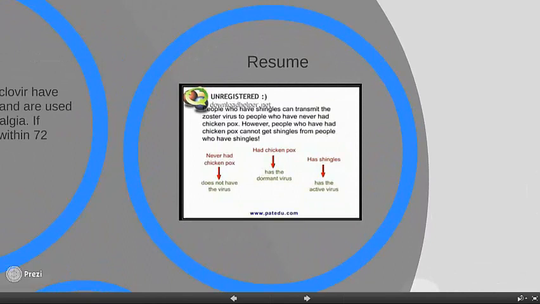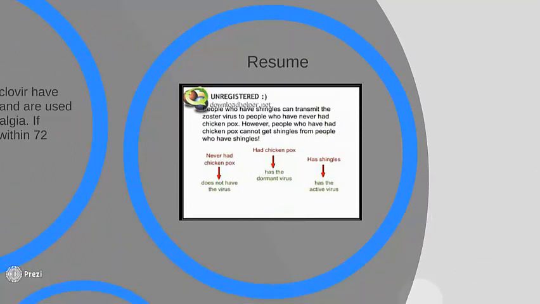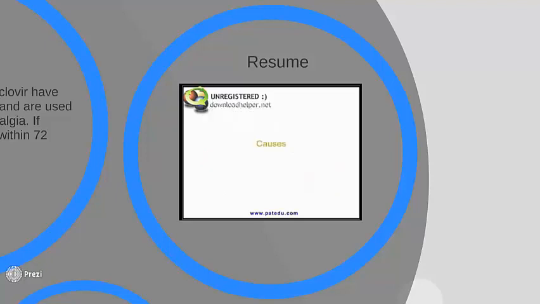People who have shingles can transmit the zoster virus to people who have never had chickenpox. However, people who have had chickenpox cannot get shingles from people who have shingles. Causes.